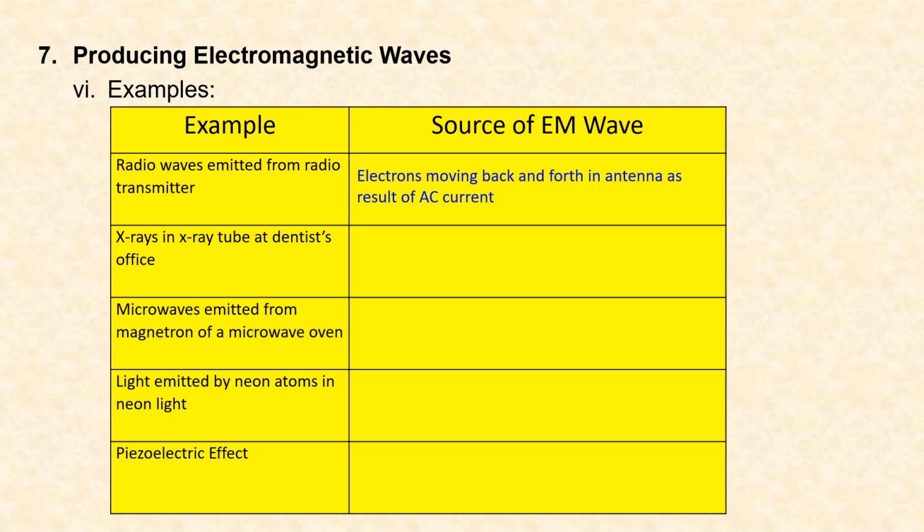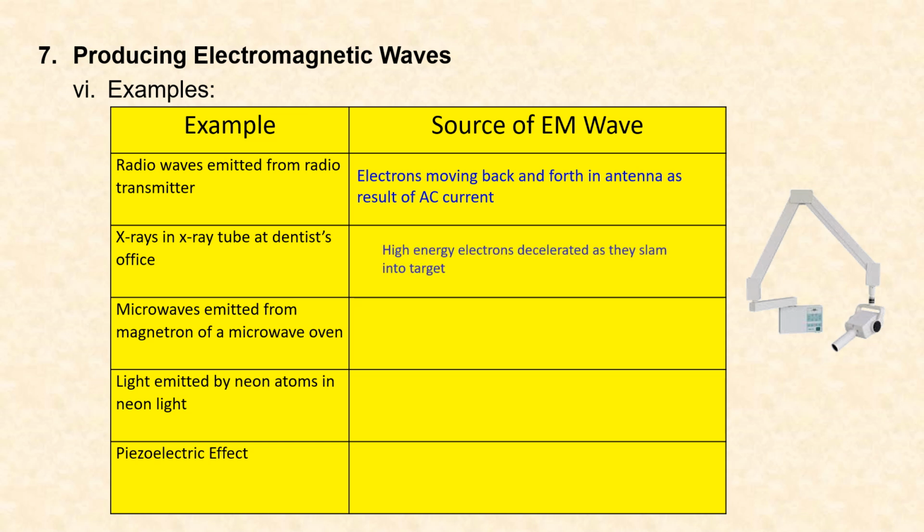When you go to the dentist's office and you have an x-ray taken of your teeth, what's going on there? Well, in the case of an x-ray machine, you have high energy electrons which are first created or accelerated to high speeds and then allowed to slam into usually a tungsten target. When they slam into the target, they decelerate very quickly. Because of that rapid, large deceleration, they create a high frequency, high energy electromagnetic wave in the X-ray portion of the spectrum.